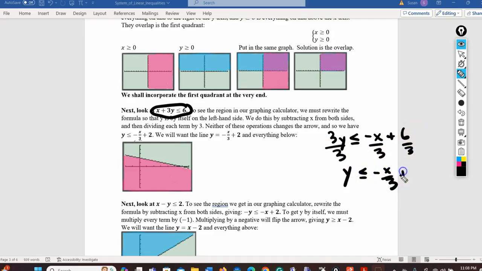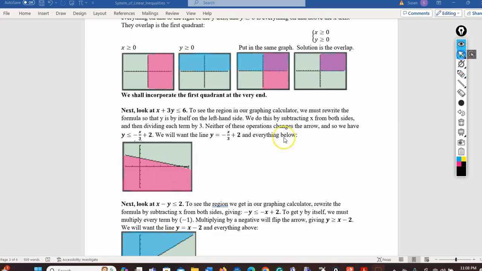And 6 divided by 3 is 2. So the region I want here is everything on that line and below. And so this is the line, y equals minus x over 3 plus 2. That's the line, so we want the line and everything below. So that's shown in red.